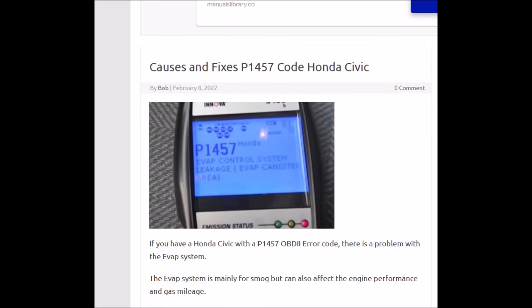Other things, it could be just a leak somewhere, and if you do get a leak somewhere, what mechanics will do is they'll use a smoke machine, and they'll feed smoke into the evap system, and they'll find where the smoke comes out, and they'll be able to spot the leak and fix it. You can get cheap, low-cost smoke machines on Amazon or eBay, but they can be a little bit pricey, maybe if you're just going to do it for one job. I think they run around $100, $200.